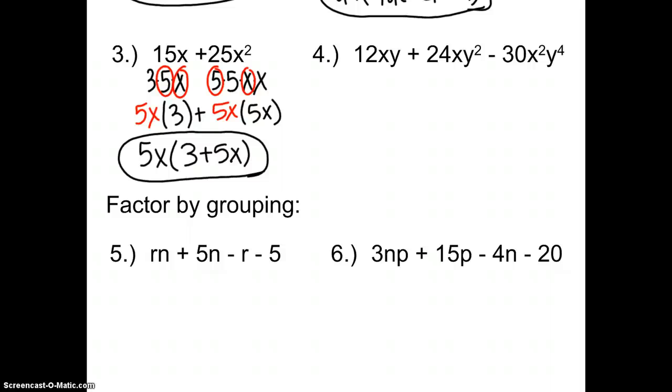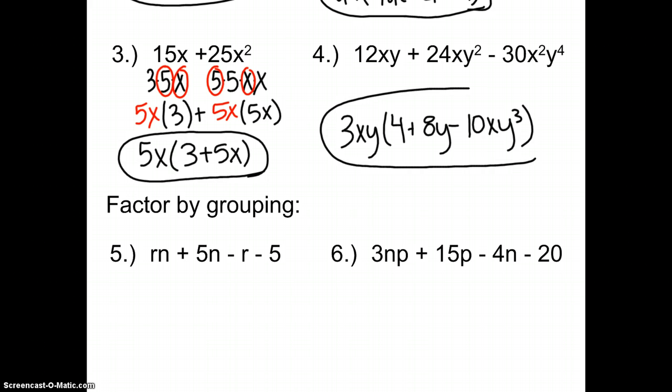Number 4 you should do on your own, so pause the video. And you should reach the solution of 3xy times 4 plus 8y minus 10xy to the third. And make sure to show your work on this one.